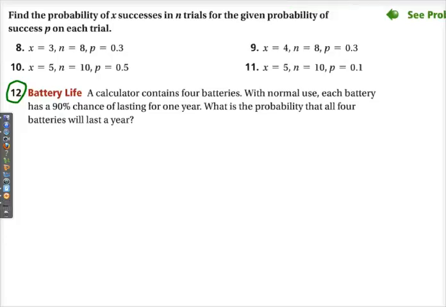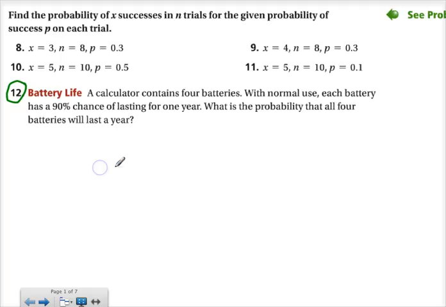These are the frequently asked questions for Algebra 2 for section 11.8, day 2, starting with number 12. It says a calculator contains 4 batteries. With normal use, each battery has a 90% chance of lasting for 1 year. What is the probability that all 4 batteries will last a year?